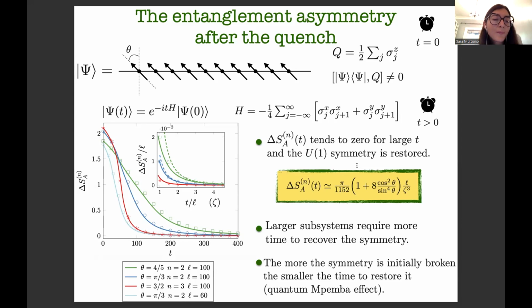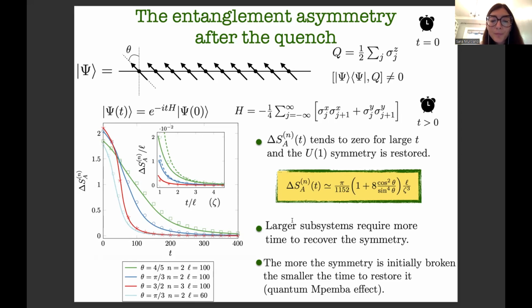Okay, yes. The fact that here we realize that larger subsystems require more time to recover the symmetry, I think is an important feature that one can extract starting from the entanglement in a given subsystem. So I would say this is one of the reasons for which using entanglement in this kind of context can be more fruitful with respect to other observables.